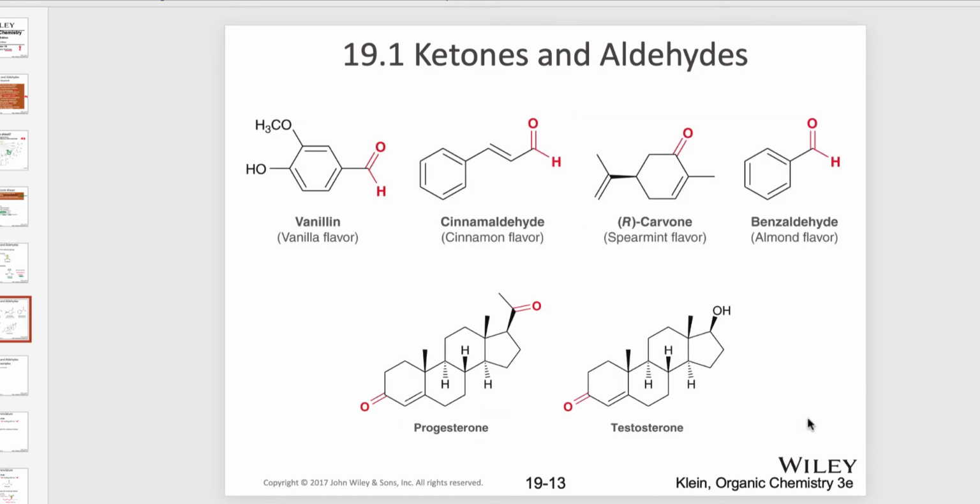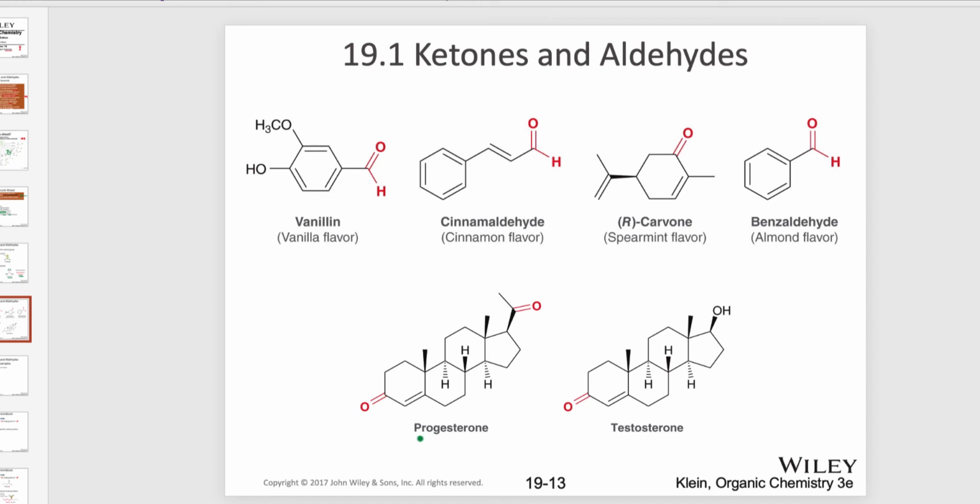As we're looking at the next slide, again, you do not have to copy down every structure. Maybe you want to write down some names if that helps you. For us, organic chemistry is about pattern recognition. What do we recognize? Vanillin has an aldehyde group. Cinnamaldehyde has an aldehyde group. Carvone is a ketone. Benzaldehyde is a benzene ring with an aldehyde.